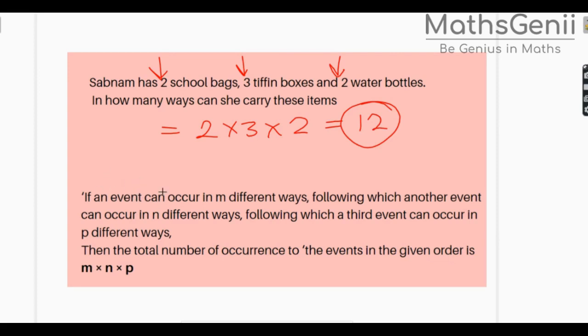So this is what is written. If an event can occur in m different ways, so here m is 2, following which another event occurs in n different ways, so here n is 3, following which a third event occurs in p different ways, which is 2, then the total number of occurrences of the event is m into n into p. Very simple with this tiffin box, water bottle and school bag example.